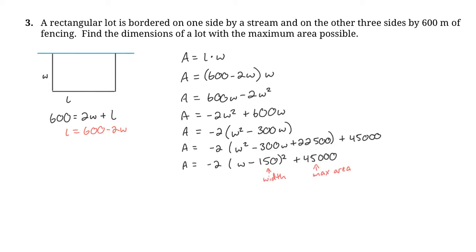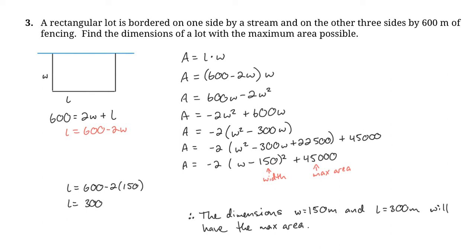So once you've found the vertex, that y value of the vertex is just our maximum area, and the x value of the vertex is our width. So since we have our width, we can plug it back into our equation for length and find our length. So our length should just be equal to 600 minus 2 times our width. Our width is 150. And if we solve for that, the length is going to be 300 meters. And that just means the dimension with the maximum area is with a width of 150 meters and a length of 300 meters.